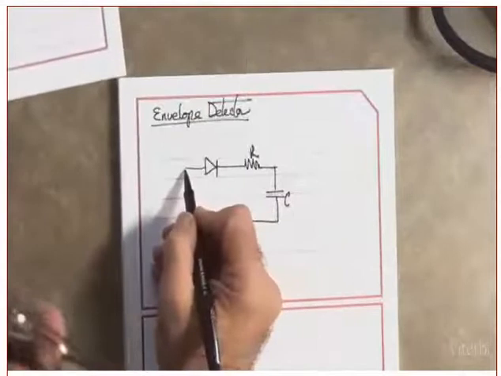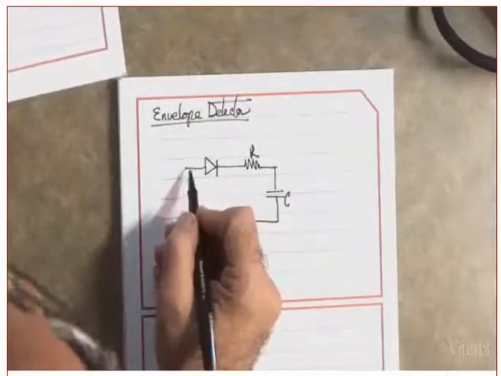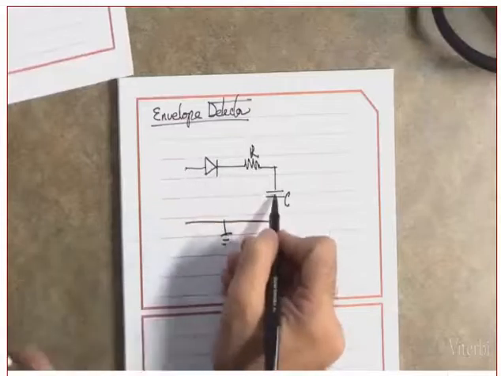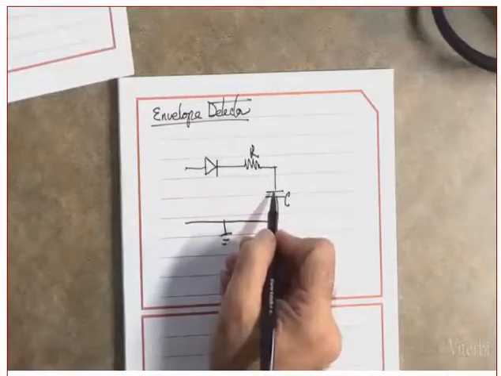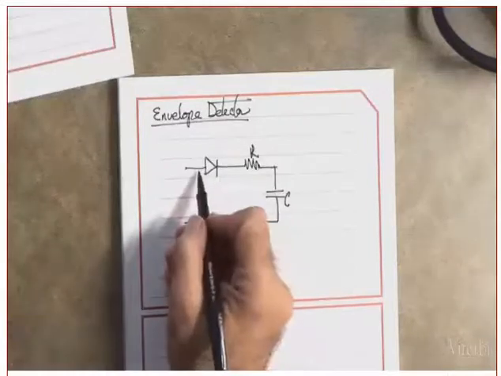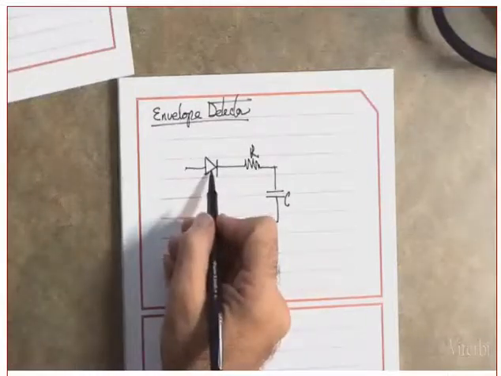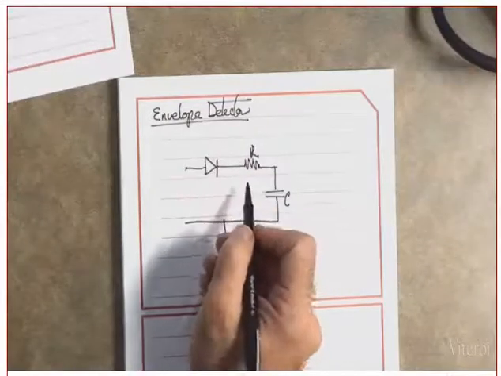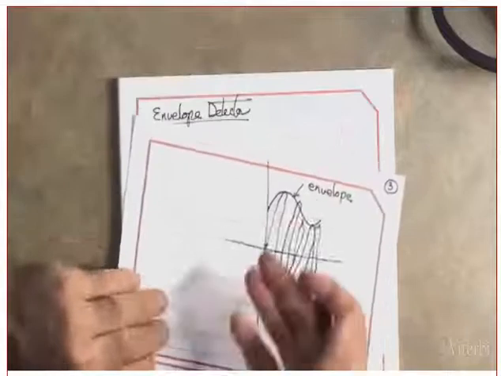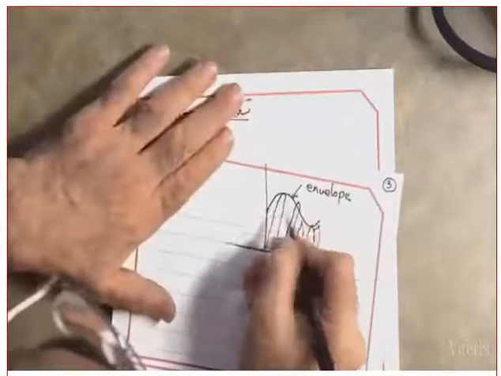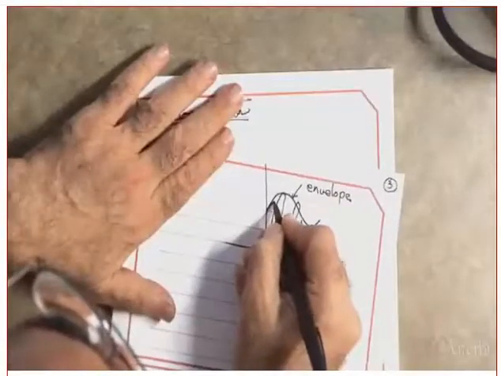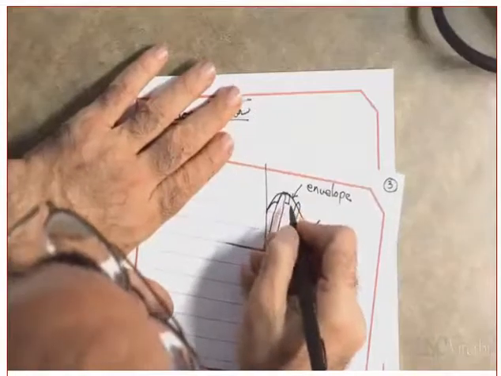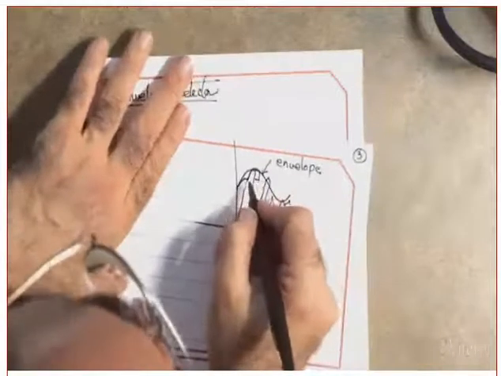Now, if the input is positive, what happens? The diode will conduct because it will be forward biased. The capacitor begins to charge up. Yes or no? If the input becomes negative, the diode will become open. And what has happened to the capacitor? The capacitor will discharge through R. Clear? Sketch it for me. This is positive, so what do I have? Slope. Sketch it for me.